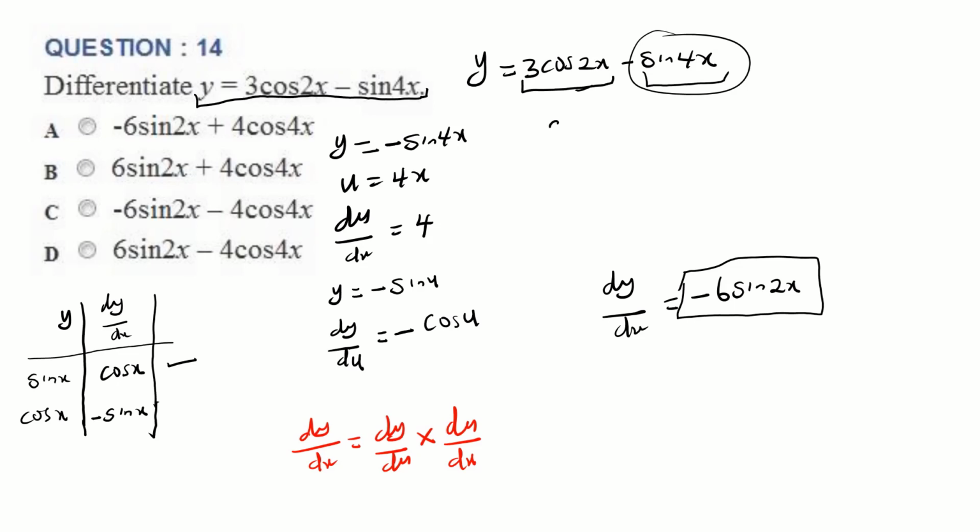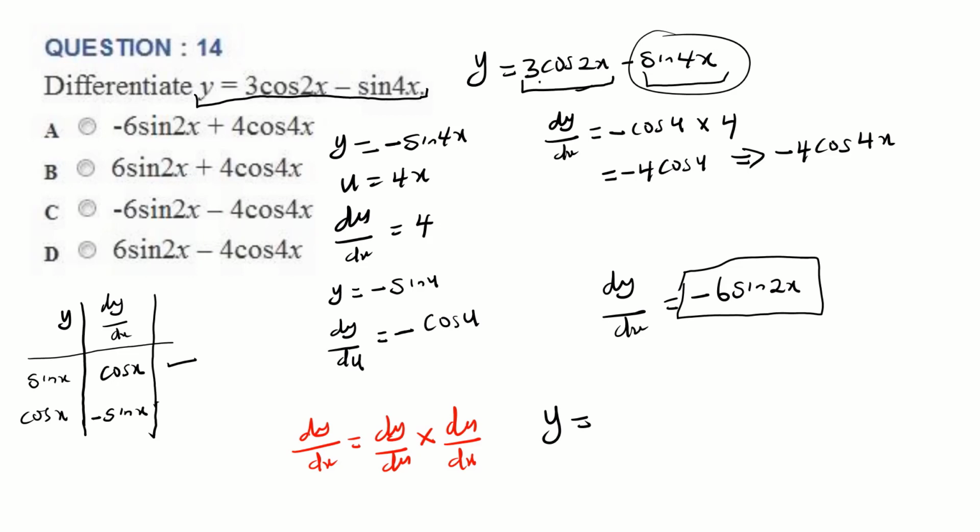So what's now our dy over dx? That's going to be dy over du, which is minus cos u, multiplied by du over dx, which is 4. We now have minus 4 cos u. And this equals minus 4 cos what? What is u in this case? 4x. So we now have the second part to be minus 4 cos 4x. So let's now go back to our final y, which is this part plus this part.